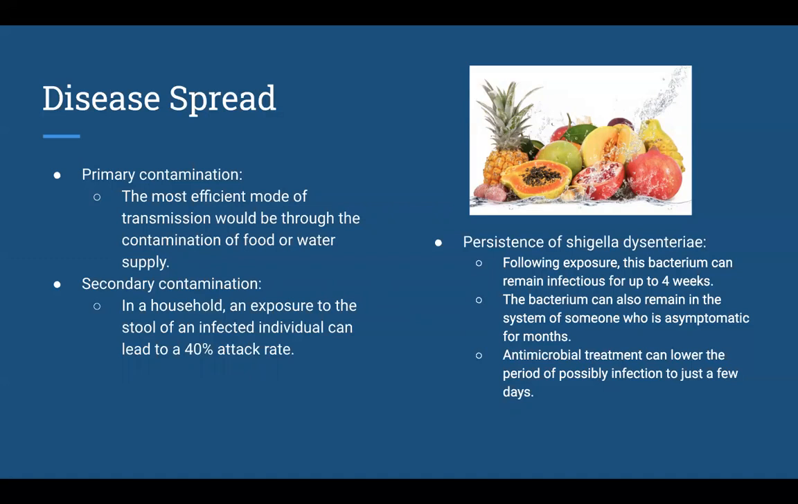Secondary transmission is the result of infected stool exposure. Diarrhea liquids are highly infectious, and in a household, this can lead to attack rates being as high as 40%. An individual's stool is able to remain infectious for up to 4 weeks. To shorten the length of infection, antimicrobial treatments can be used.